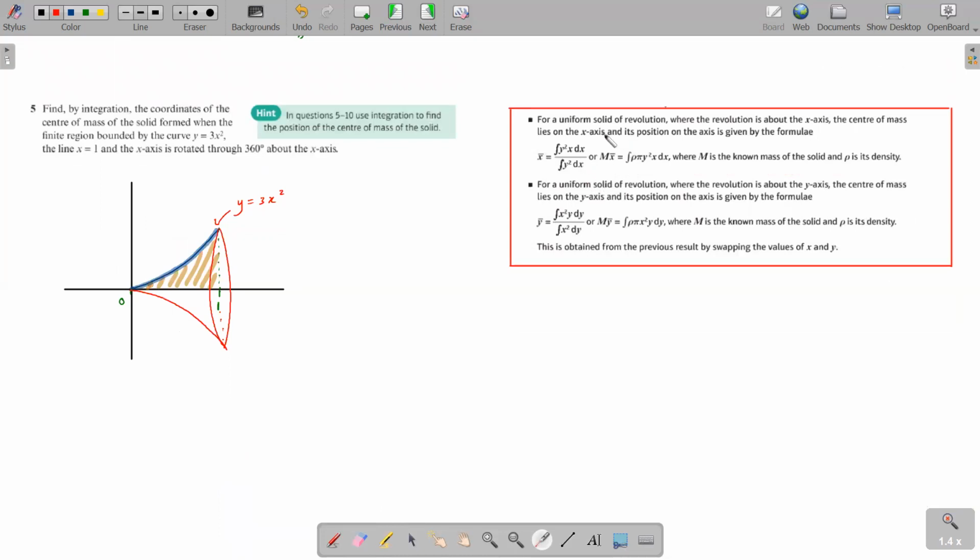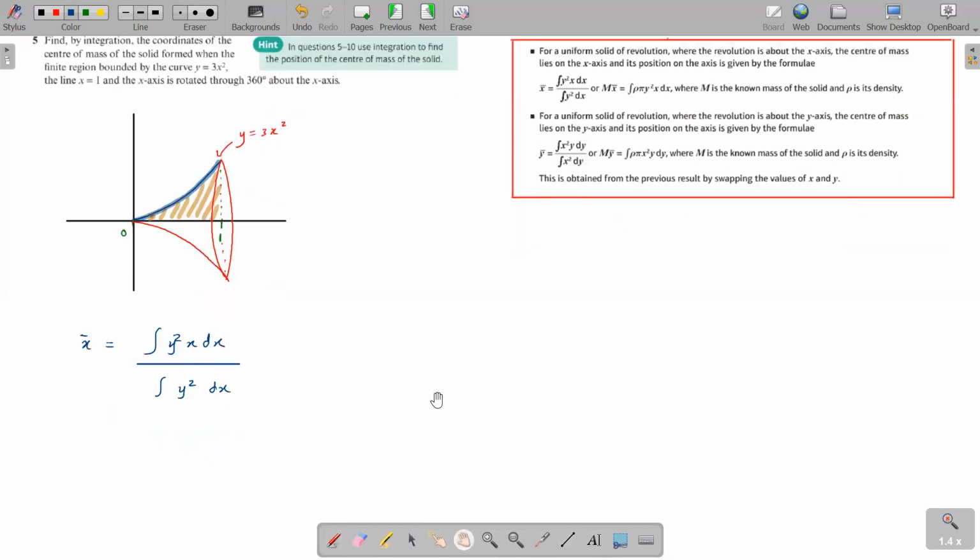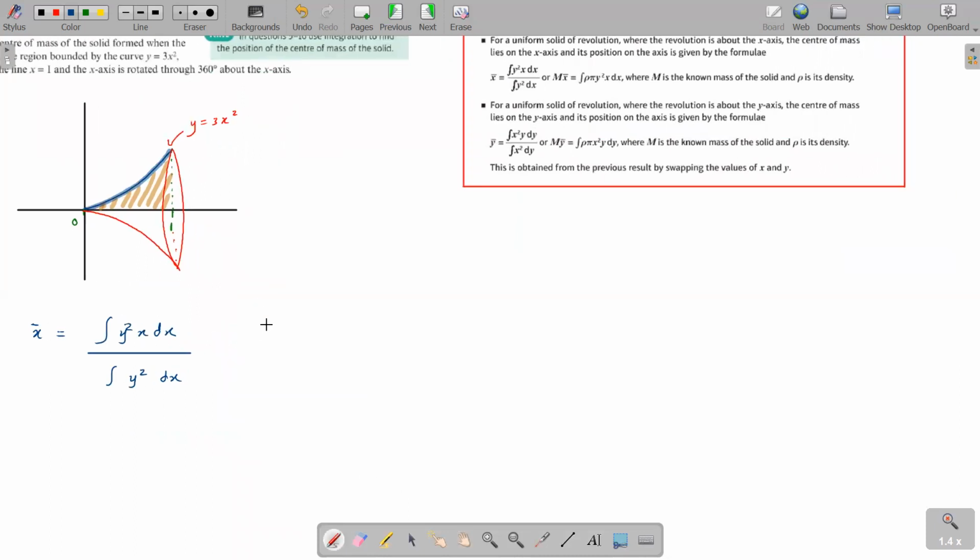So here, it's a solid of revolution where we revolve around the x-axis. So we have to find x bar using the formula. x bar equals the integral of y squared x dx over the integral of y squared dx. All right, guys. So let's do that. You can get the numerator and denominator separately if you want, or you can directly carry out the integration at once. Okay, so y squared times x dx.